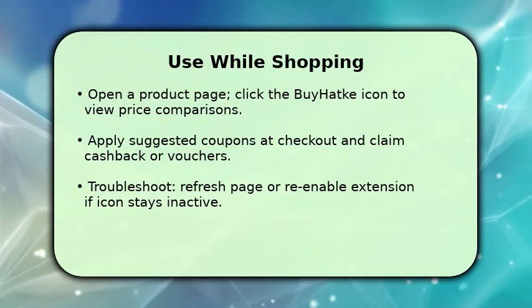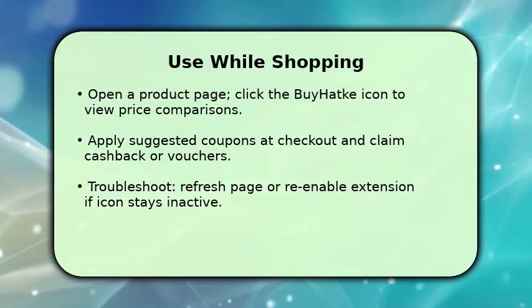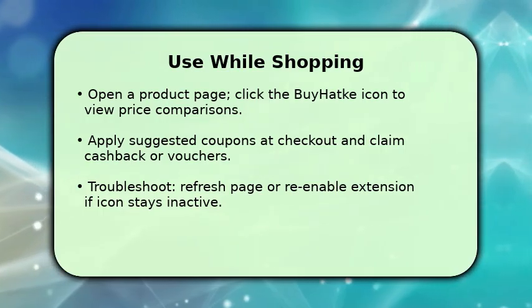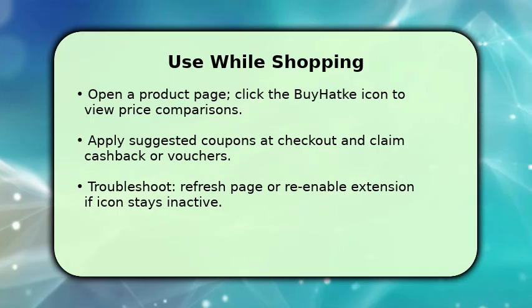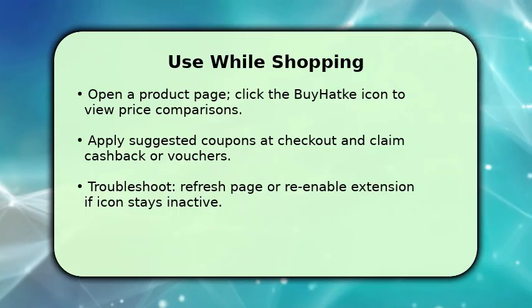When you browse products, click the BuyHatke icon to instantly see price comparisons, historical pricing, and relevant coupons. This helps you decide whether to buy now or wait. Apply suggested coupons and follow the extension's checkout steps to ensure discounts and cashback are applied correctly.